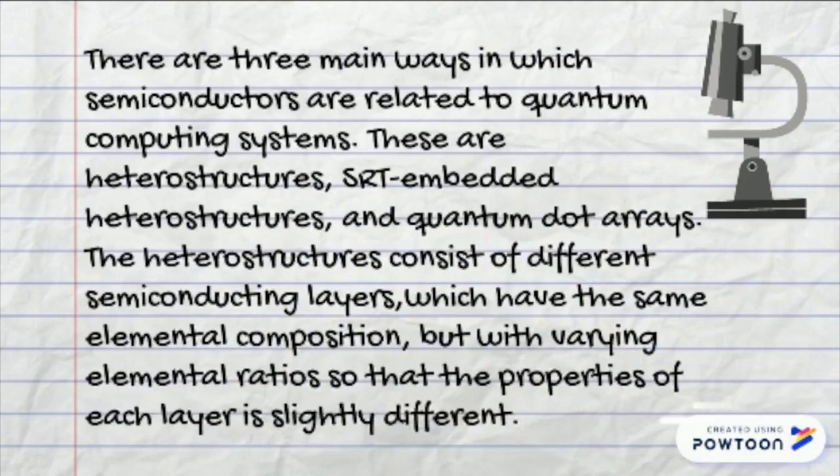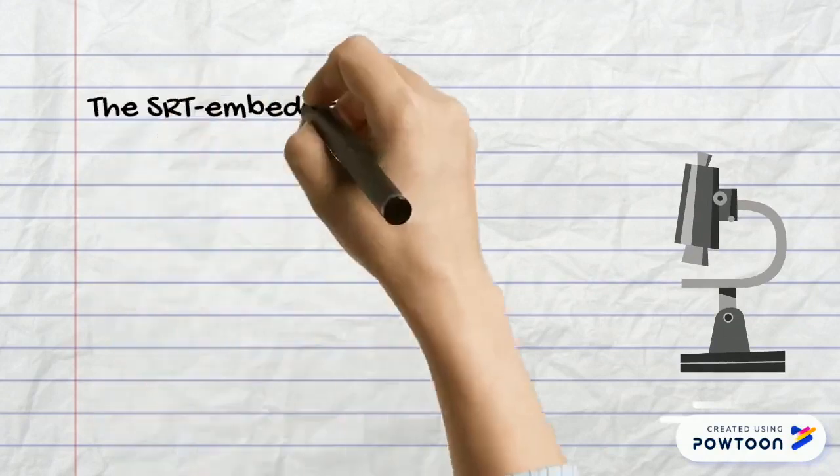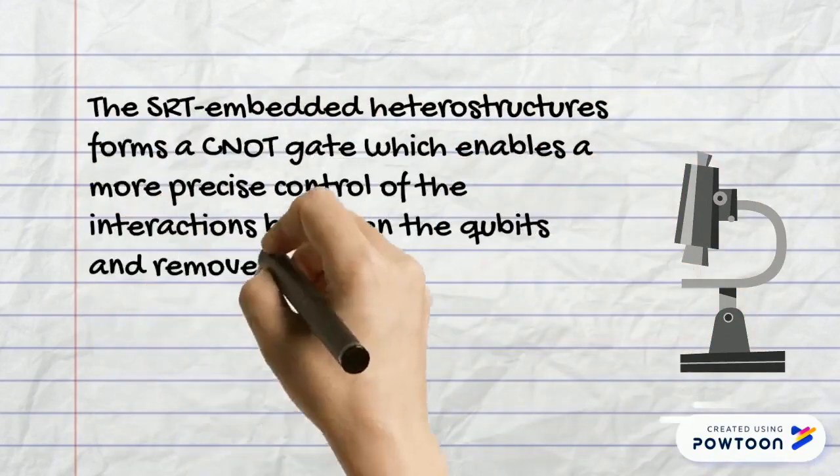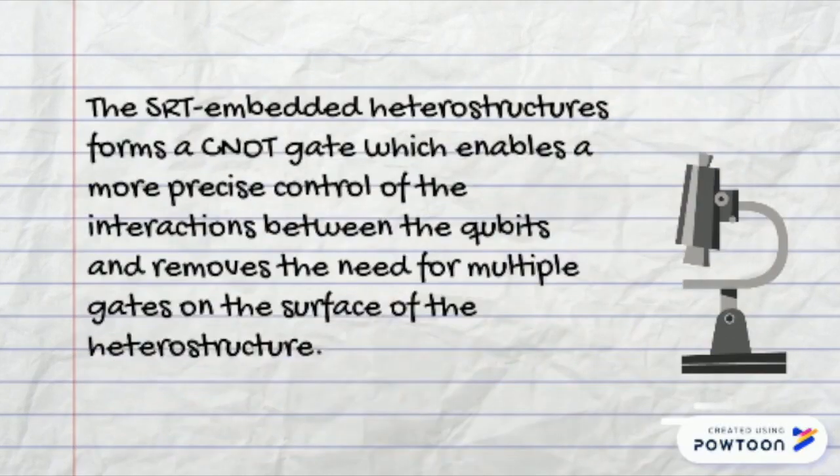The heterostructures consist of different semiconducting layers which have the same elemental composition, but with varying elemental ratios, so that the properties of each layer are slightly different. The SRT-embedded heterostructure forms a CNOT gate, which enables more precise control of the interactions between the qubits, and then removes the need for multiple gates on the surface of the heterostructure.